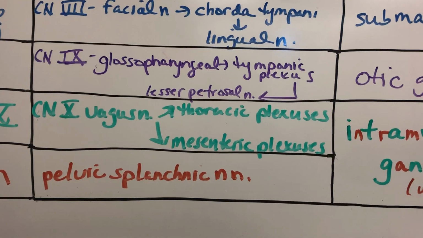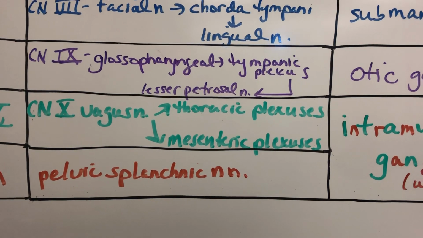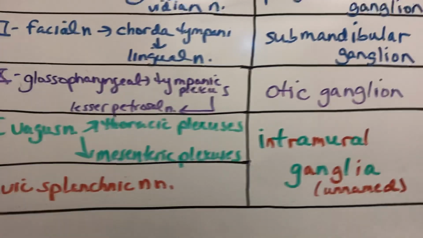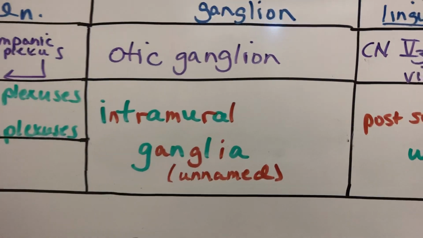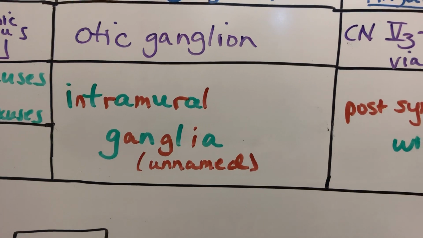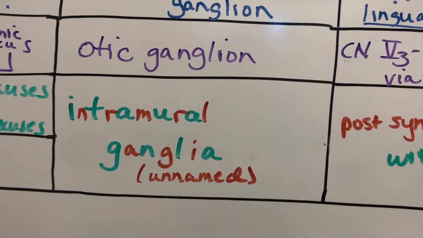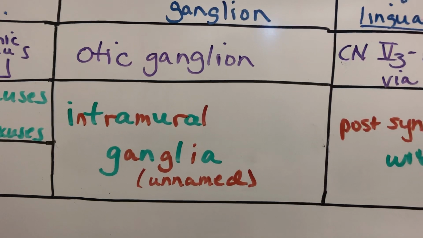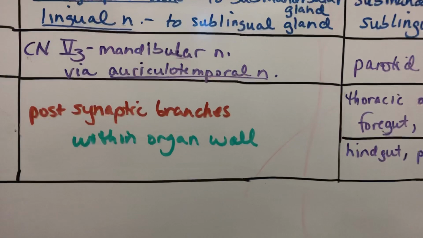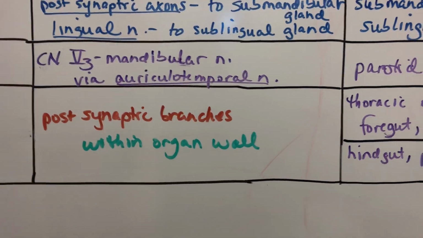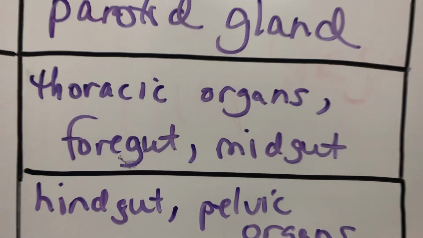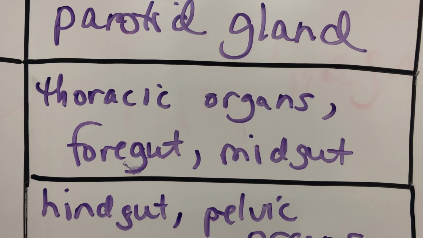then join up with mesenteric plexuses, things like the celiac plexus for the foregut and the superior mesenteric plexus for the midgut. They'll then synapse within the organ wall on things that are called unnamed ganglia or intramural ganglia. Intramural. It's not just for college sports, folks. Intramural means within the wall. So they'll actually synapse within the wall of their target organ. And these organs are basically communicated with their ganglion by these very, very short postsynaptic branches within the organ wall. And that will innervate things like the thorax and the foregut midgut.